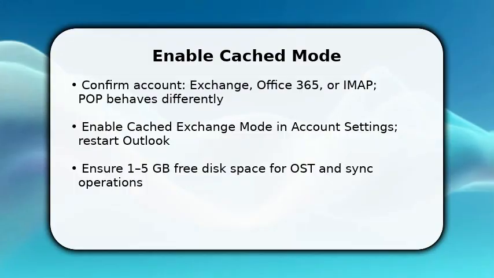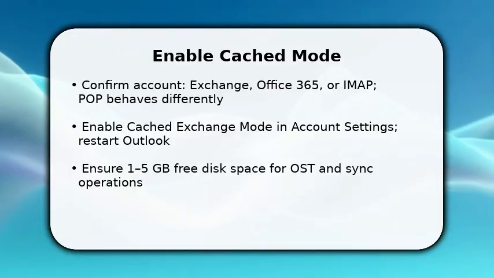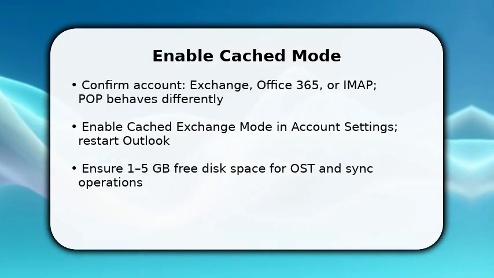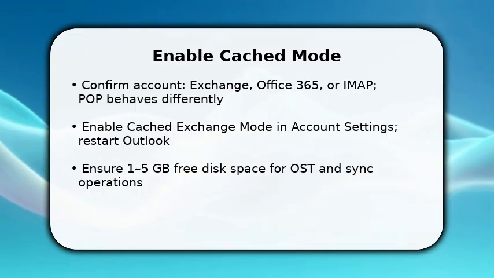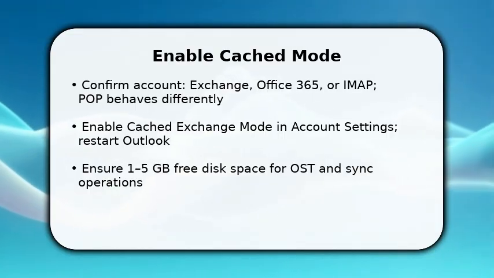Enjoy the video. You start by enabling cached exchange mode so Outlook stores a local OST copy. This is what lets you read and write offline. Open File, Account Settings, select the account, choose Change, then check Cached Exchange Mode and restart Outlook.